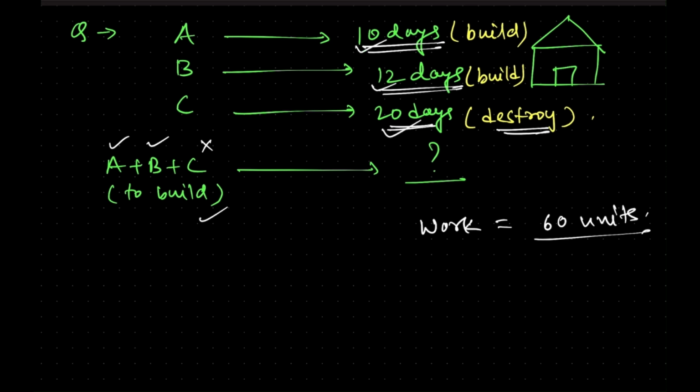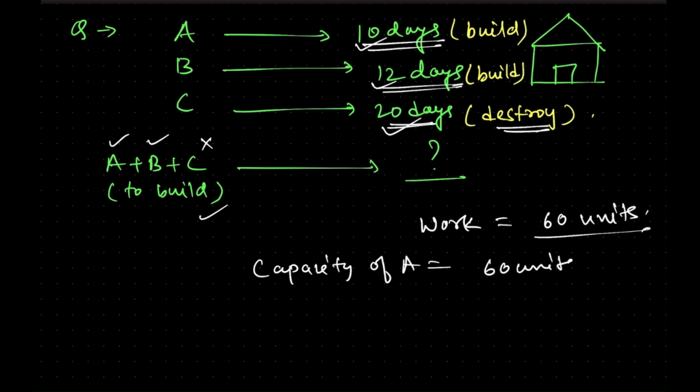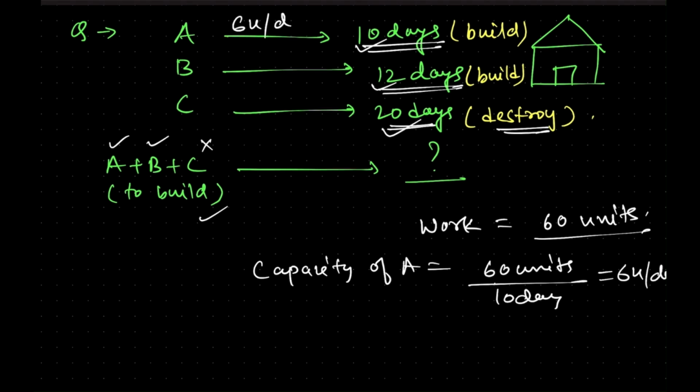So what will be the capacity of A? By our question, capacity of A will be 60 units by how many days? 10 days. So 6 units per day. So we will write 6 units per day. Similarly for B, it will be 60 divided by 12, it will be 5 units per day. And C does 60 units of work in 20 days, so it will be 3 units per day. But here we will put a negative sign. Why? Because C is actually destroying the house.